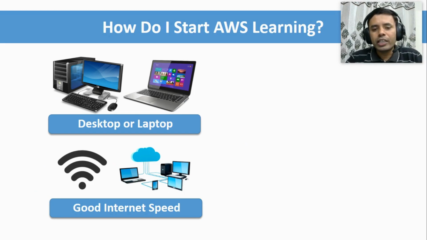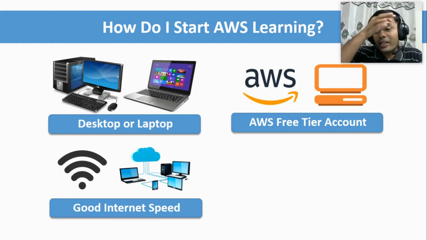Then you should have good internet speed at home if you are working from there. The Wi-Fi speed should be good. Then you should definitely have an AWS free tier account. I have already created videos on how to create a free tier account by using a debit card or credit card. You can just follow that. I will try to put that link in the description box, so you can refer to that.